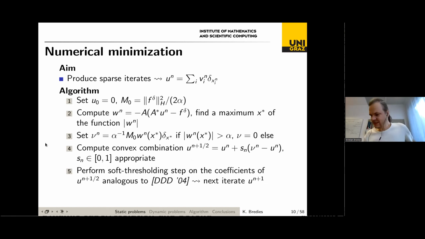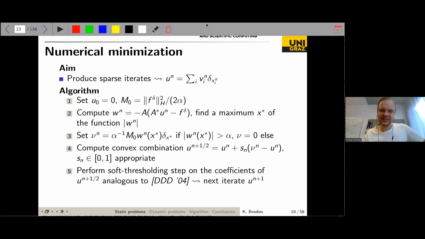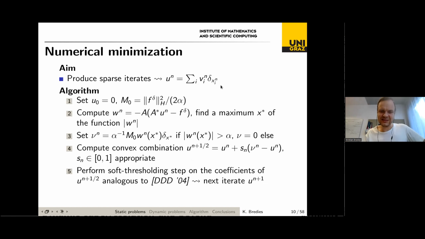Okay, so now let's discuss a little bit how you can solve these kind of problems numerically. And of course, you can discretize, but there's also another possibility. You don't need to discretize the space of Radon measures. So this is leading to conditional gradient, Frank-Wolfe type methods. So here we're assuming that the iterates are finitely many delta peaks. And then what you do is, okay, just initialize somewhere.